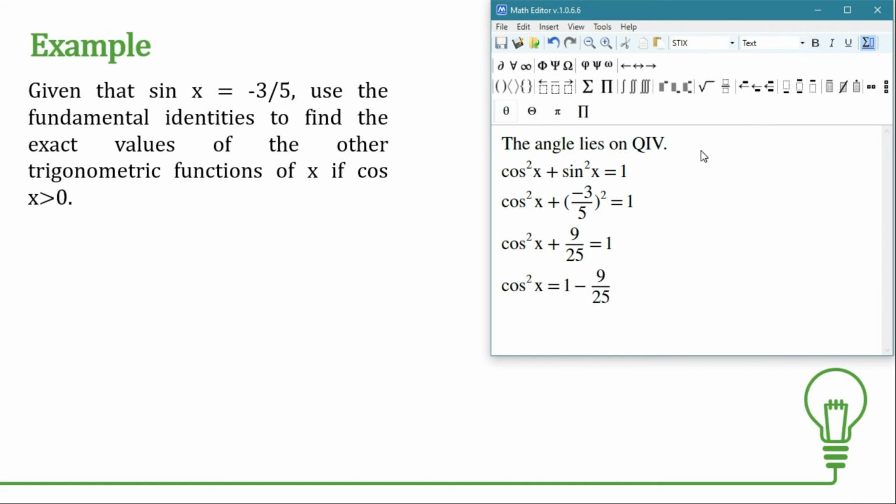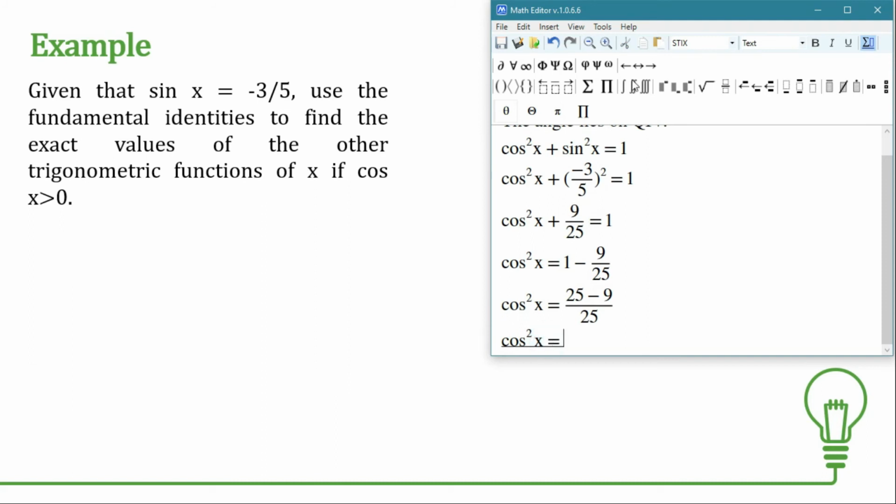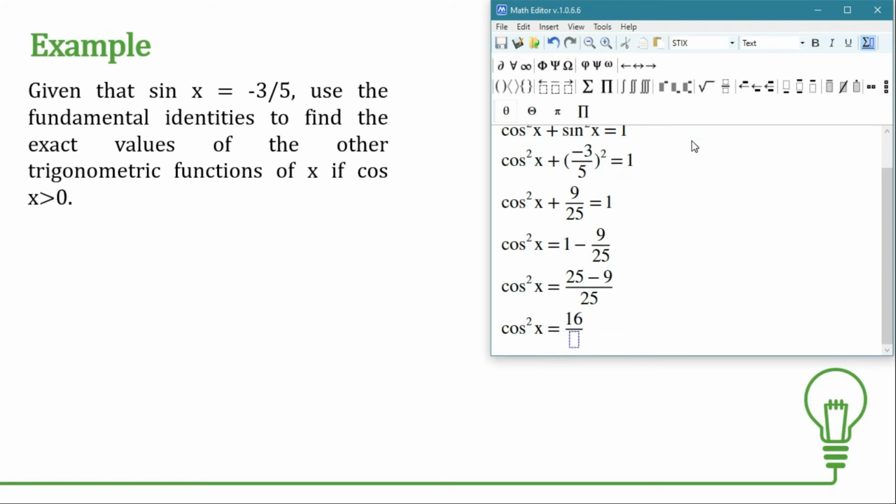Okay? And then simplifying that, we have cosine squared x equals, so 1 is actually equivalent to 25, ano? So that makes 25 minus 9 over 25. And if we are going to simplify that, that makes cosine squared x as 16 over 25. That is 16 over 25.